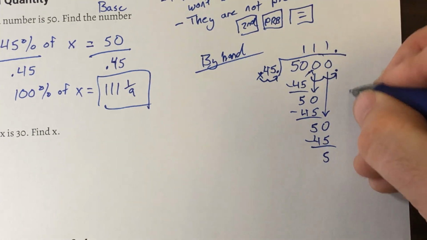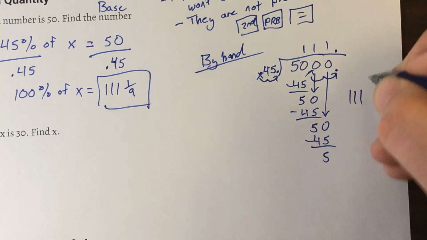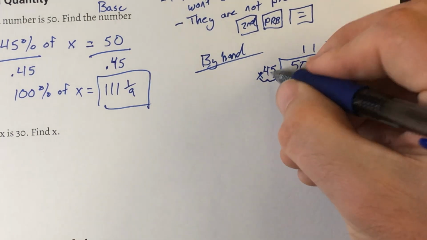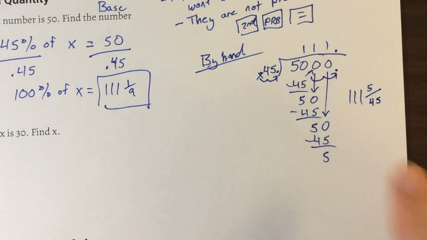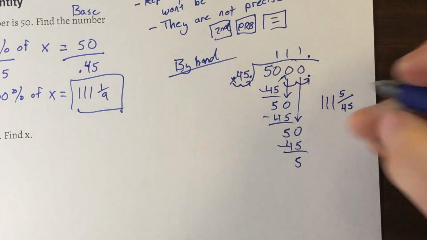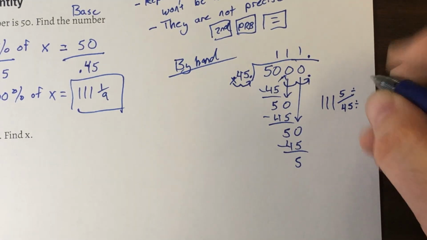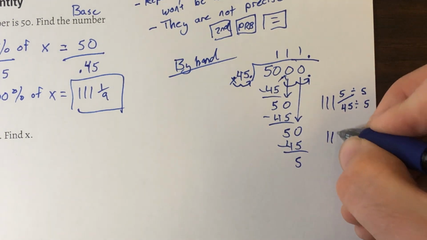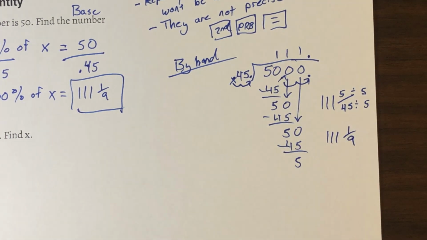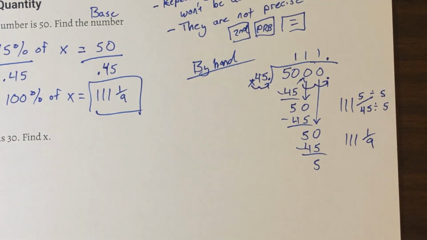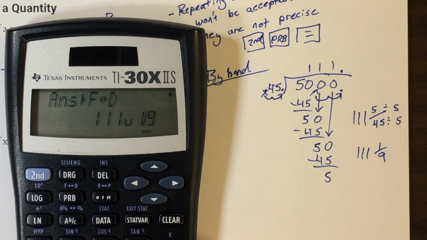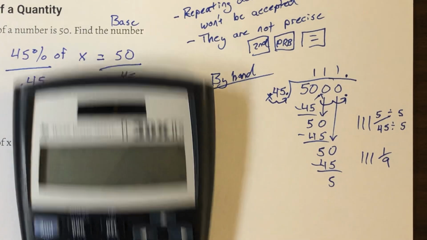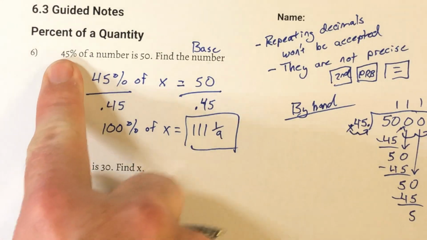We're going to write 111. We had 5 left over out of 45. This is not simplified. We can divide numerator and denominator both by the common factor of 5. And we get 111 and 1/9. So it took a little bit more work, obviously. But not everyone has certain resources that will do it for them. All right. Anyways, 45% was equal to 50.